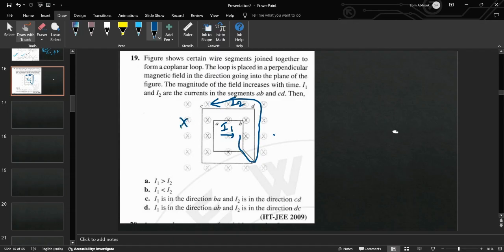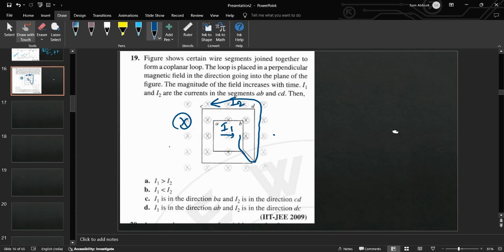See, the magnetic field is into the plane of paper, and the magnetic flux is increasing. The meaning of it is something like a north pole going into it. Sorry, the magnetic field is going into the plane of paper. So the magnetic field is increasing.